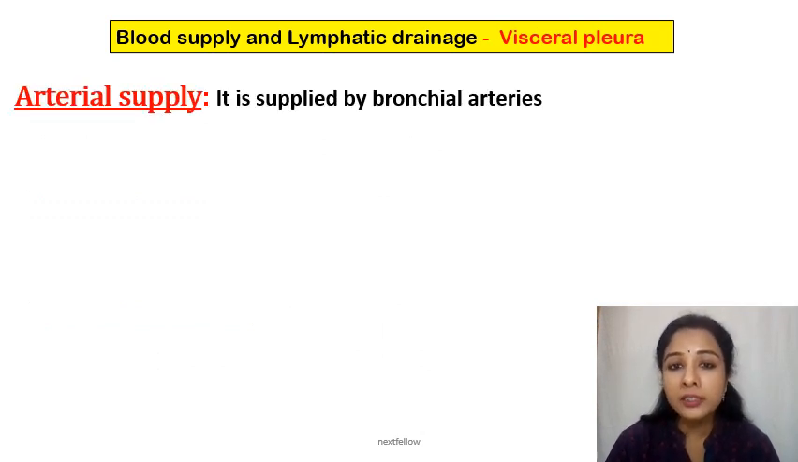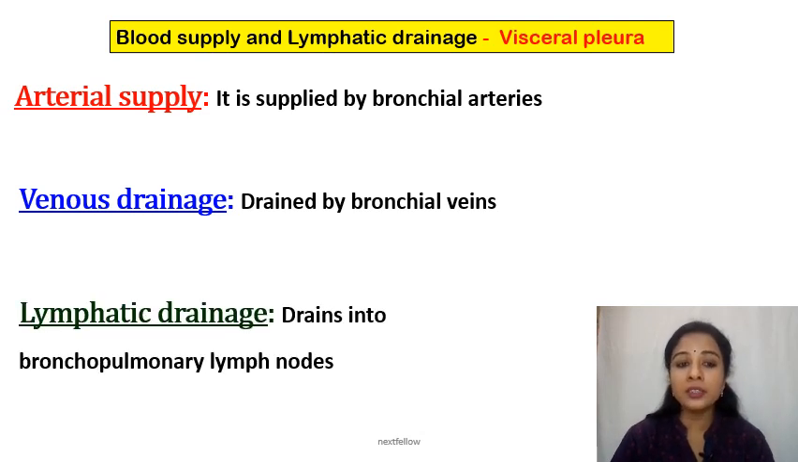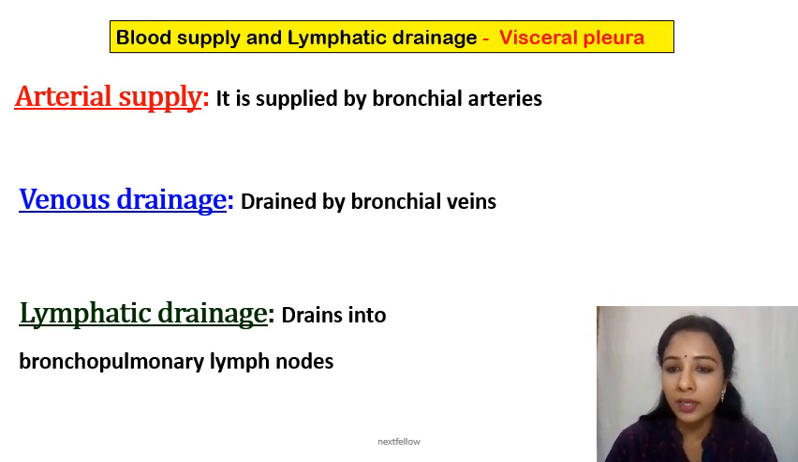Visceral pleura arterial supply is by the bronchial arteries which supply the lungs. The same arteries also supply the visceral pleura or pulmonary pleura, and venous drainage is by bronchial veins, and lymphatic drainage is into bronchopulmonary lymph nodes along with the lung. So these lymph nodes are also located in the pulmonary ligament. So the pulmonary ligament, when I was discussing previously, I just said that it contains loose areolar tissue, it contains the lymph nodes and some nerve plexus as well.